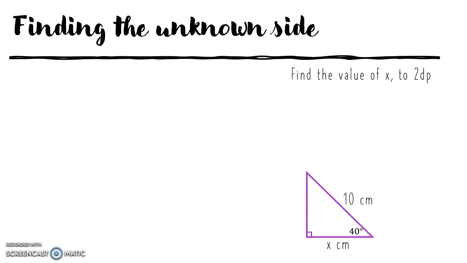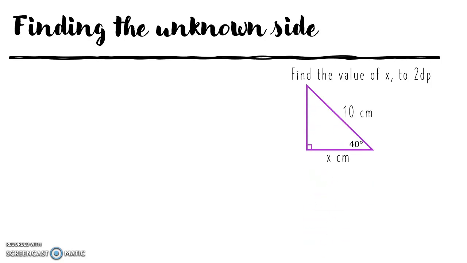So if I was to find the value of x to two decimal places in this triangle, the first step we should be doing is label the triangle HOA, where H stands for hypotenuse, O stands for opposite side, and A stands for adjacent side. Our hypotenuse in this case is 10, we don't have an opposite side, and our adjacent side is x centimeters.